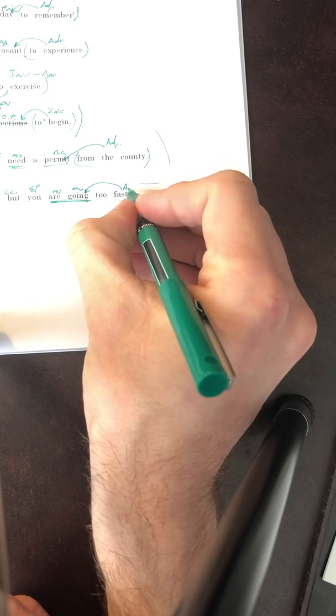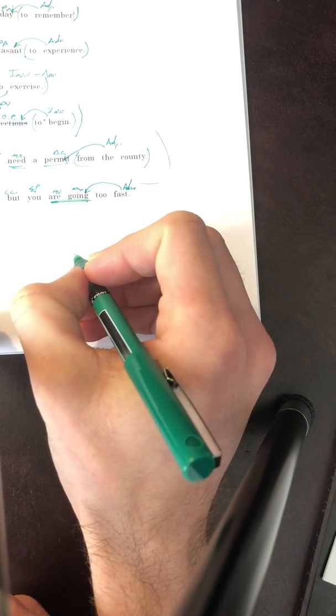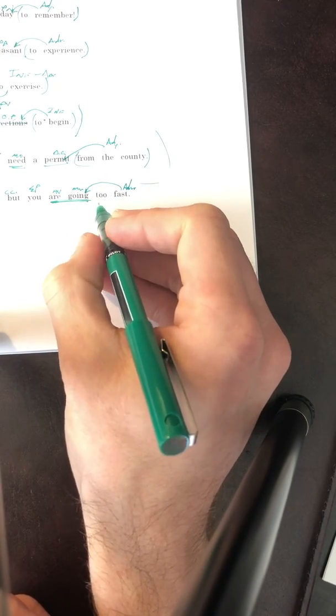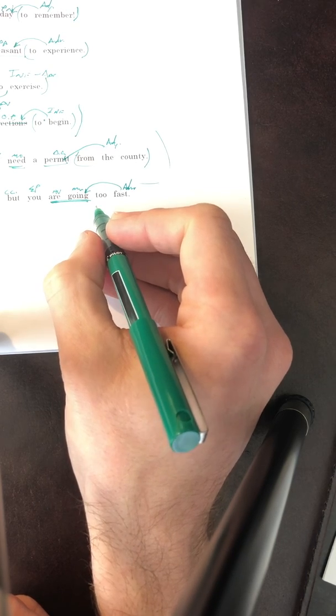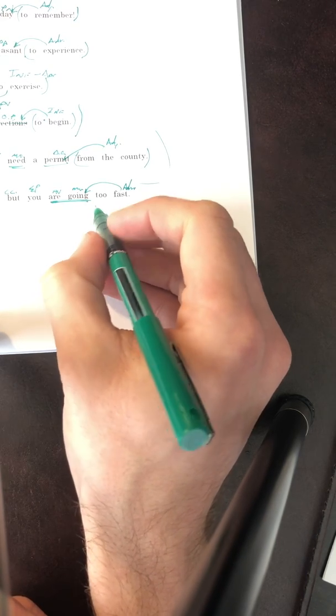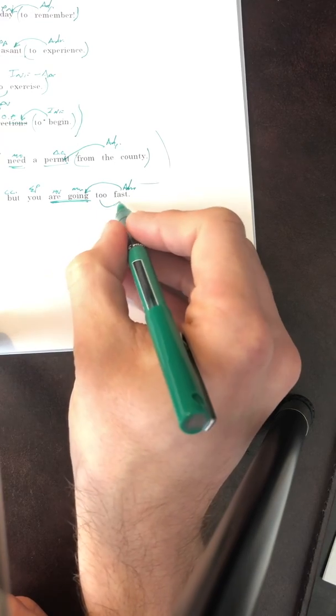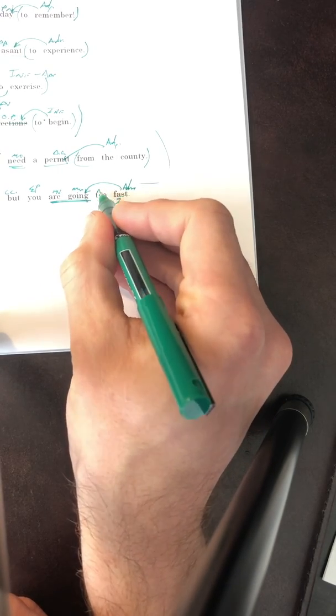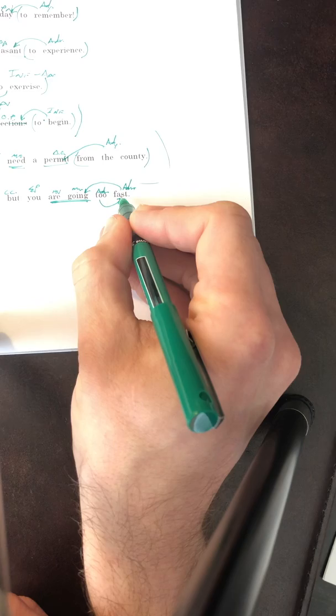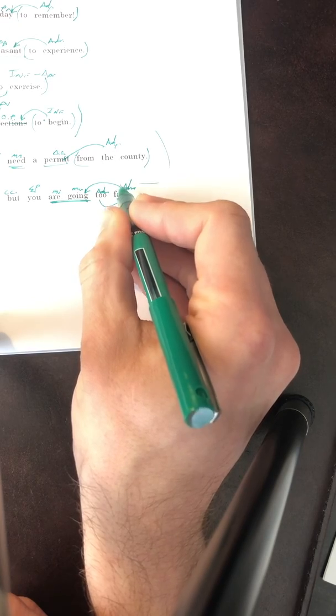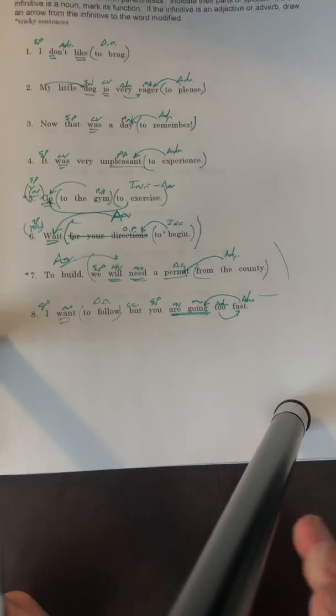And now you are going fast. An adverb modifying the going. But how fast is it? Is it really fast? Is it only kind of fast? Is it a little fast? Is it quite fast? Is it rather fast? It is too fast. So this is an adverb that's modifying the degree to which this adverb applies to the going. So that is what's happening in that very last sentence.